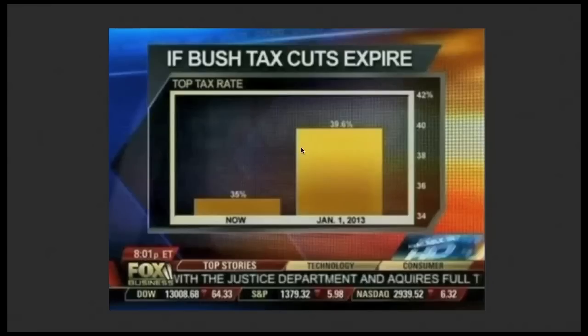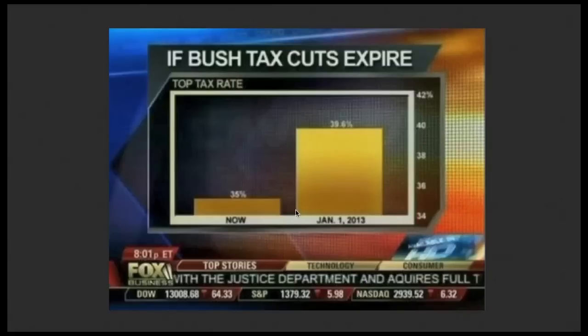A good example here that I'm sure you've seen online: if Bush tax cuts expire, and this was a Fox News graphic showing, well, if they expired, here's what the top tax rate would be. Here's what they are now, here's what they would be. Wow, look at that jump. The top tax rate would jump significantly. Well, again, they're truncating the y-axis. For some reason it's truncated at 34. It's randomly starting at 34.